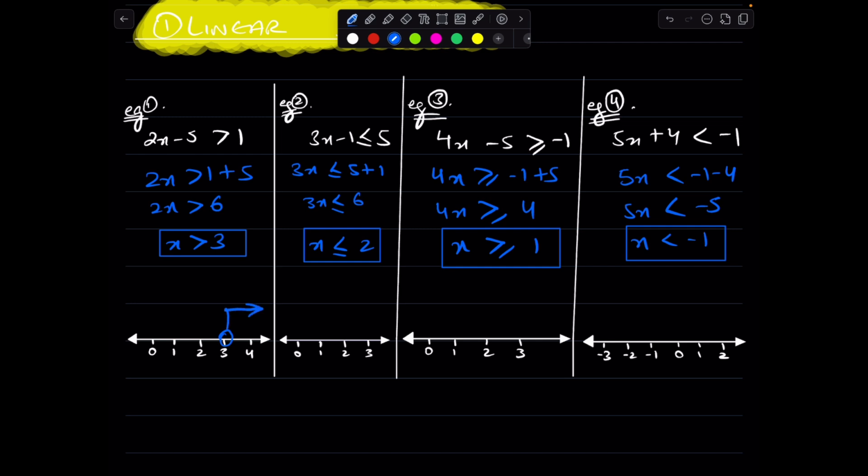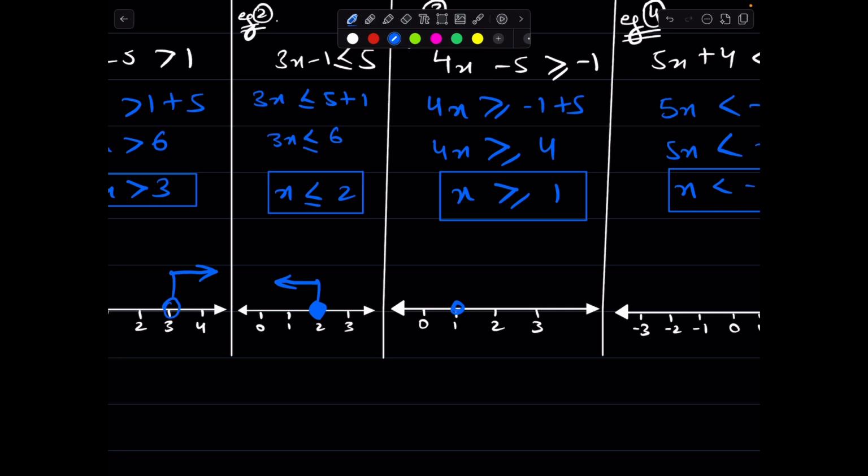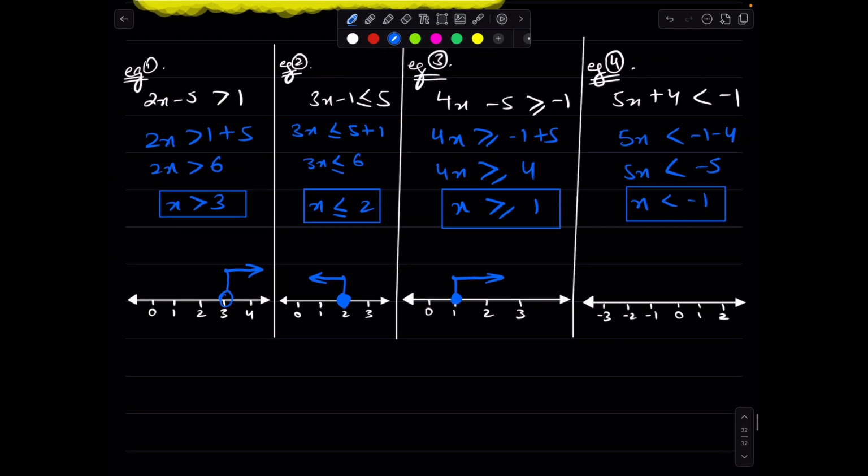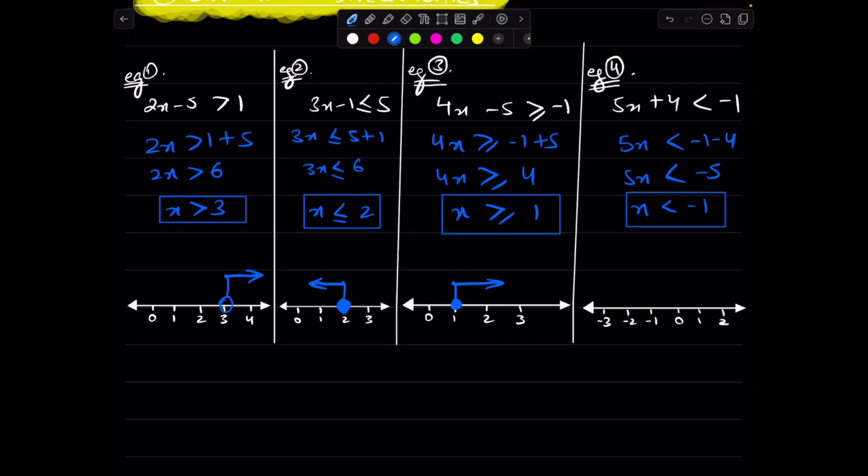In the second example, we have x is less than equals to 2. So the circle will be filled and the arrow will point towards the left. In the third example, we have x is greater than equals to 1. So the circle will be filled and the arrow will point towards the right. In the fourth example, x is less than minus 1. The circle will be hollow or rather empty, and the arrow will point towards the left.